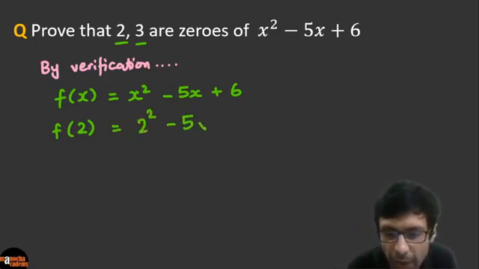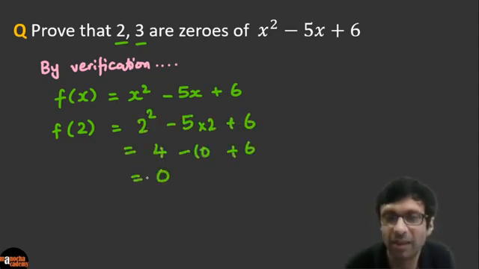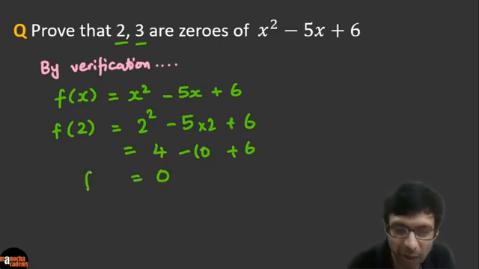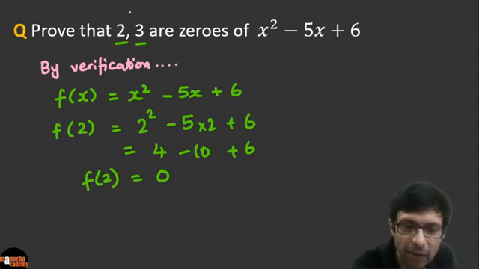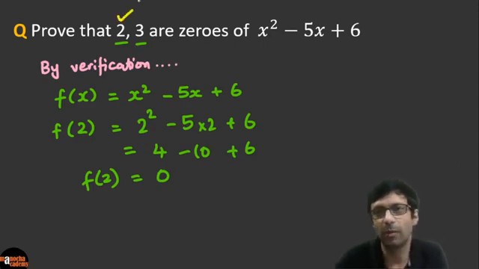What is f of 2? 2 squared minus 5 times 2 plus 6. So that's going to be 4 minus 10 plus 6, right? And you can see it's 0. So we have verified that since f of 2 is 0, 2 is a zero of the polynomial.